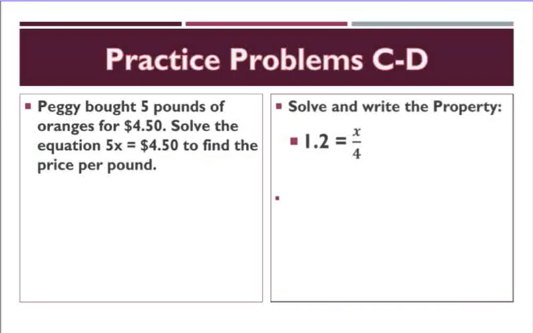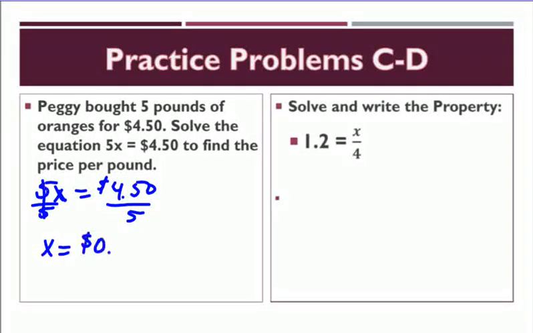Next one, Peggy bought 5 pounds of oranges for $4.50. Solve the equation 5x equals $4.50 to find the price per pound. So I'm going to start off writing my equation here. The opposite of multiplying by 5 is dividing by 5. So I'm going to divide everything by 5. And I get x equaling 0.9 or 90 cents. Make sure you put that 0 at the end because we're dealing with money.